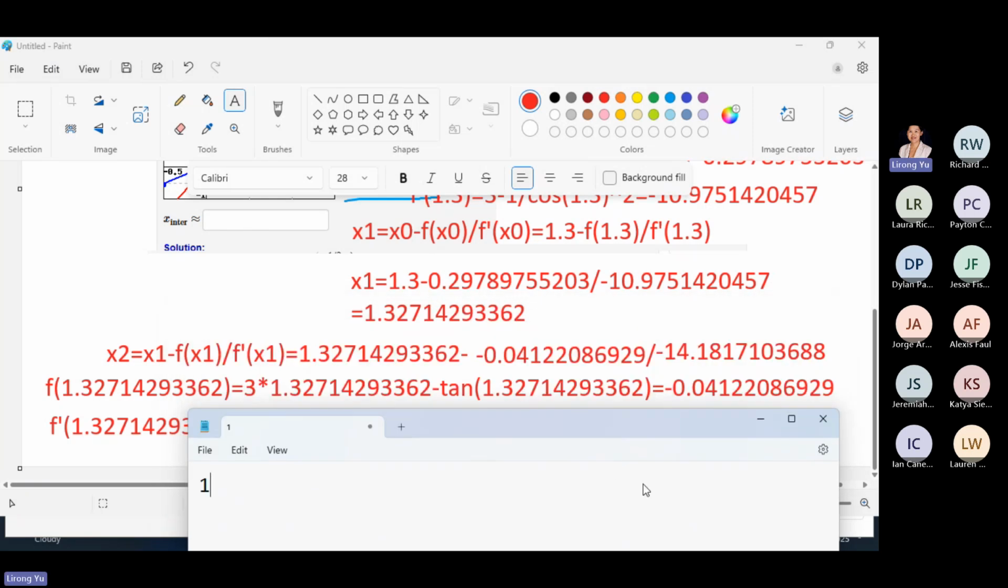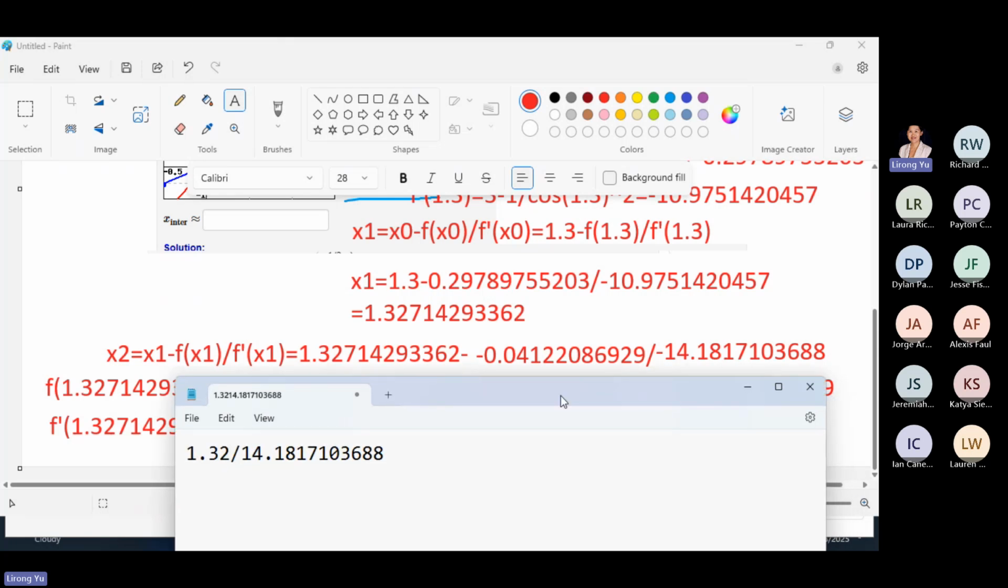All right, so essentially it's the number that we got earlier, the derivative. The numerator and denominator both being negative, they cancel. Let me go up. I'm gonna copy the x1 for the calculation of x2. x2 is equal to x1, which is 1.327142993362, minus the function value, 0.04122. The negative was canceled.